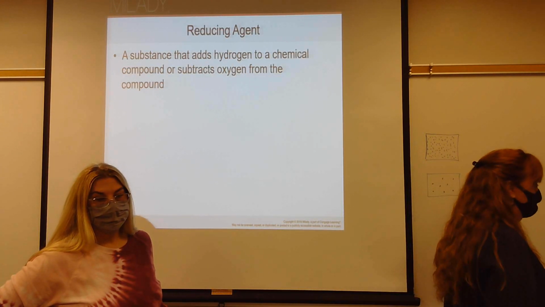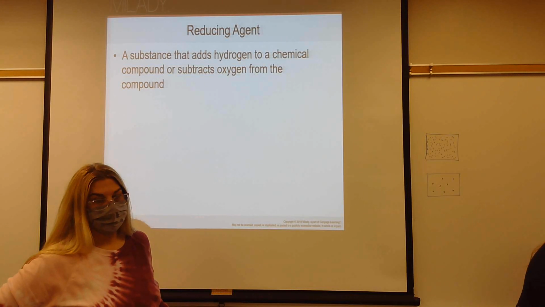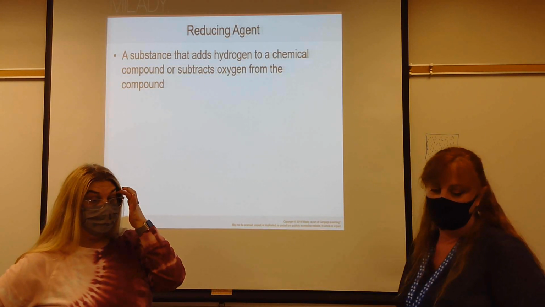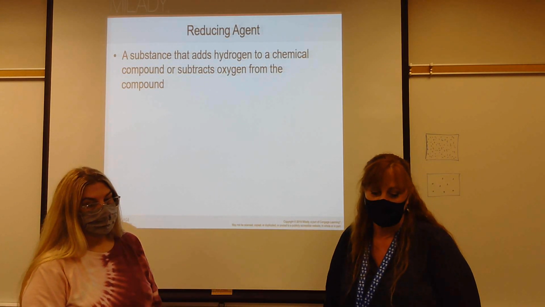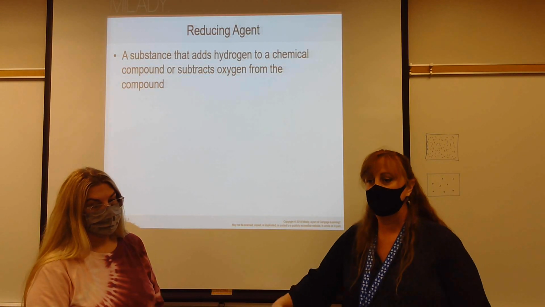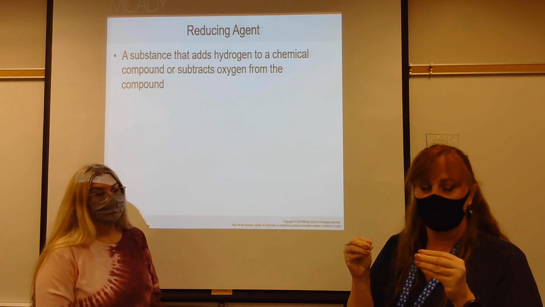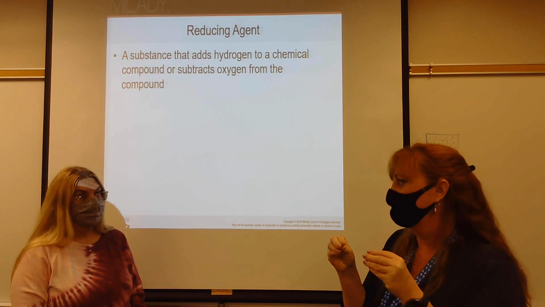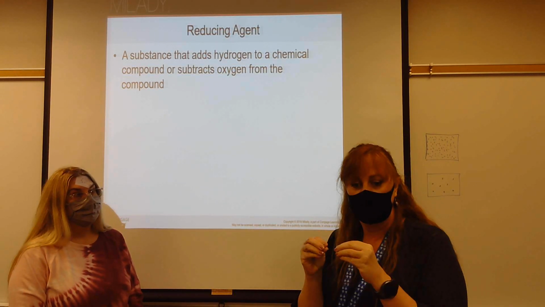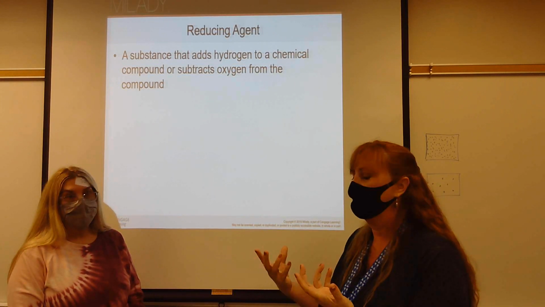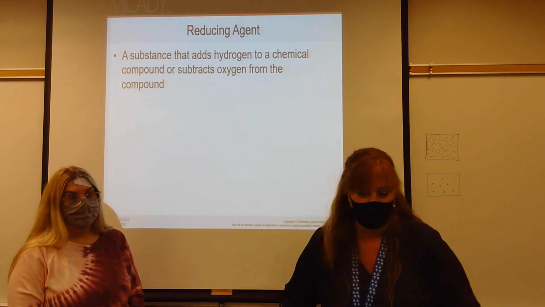Sometimes we use a reducing agent, which adds hydrogen to the chemical. So when we mix our tube of hair color with our hydrogen peroxide developer, we have a reducing agent and an oxidizing agent, and they work together to create that chemical change.